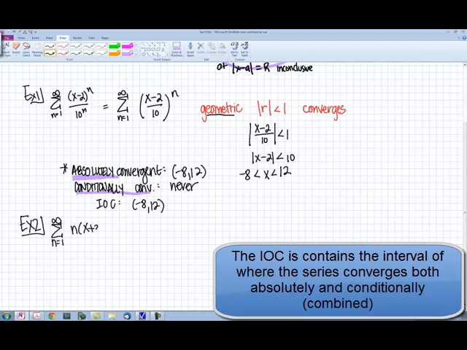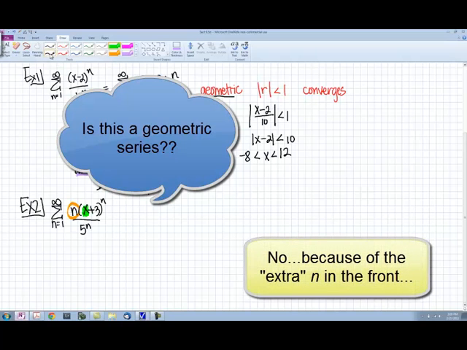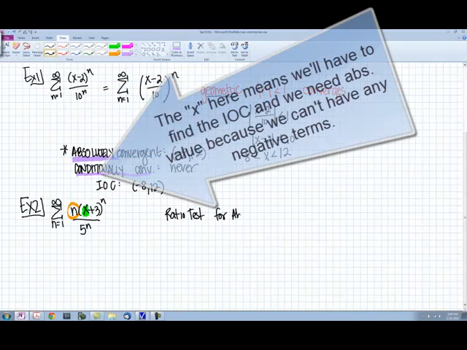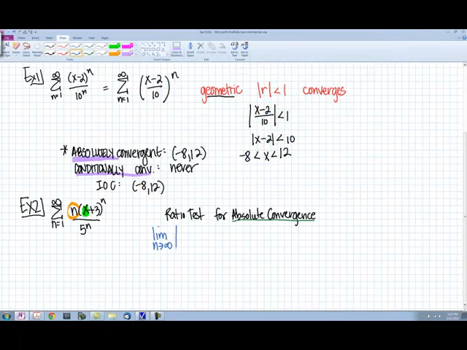Next, n times x plus 3 to the n all over 5 to the n. Because it's got an x in it, we're going to be using the ratio test for absolute convergence. The limit as n approaches infinity, and it's going to be the next term over the previous term. So throw your absolute values in there, write your next term, so make it n plus 1 times x plus 3 to the n plus 1 over 5 to the n plus 1, and then flip that fraction. So 5 to the n over n times x plus 3 to the n power.